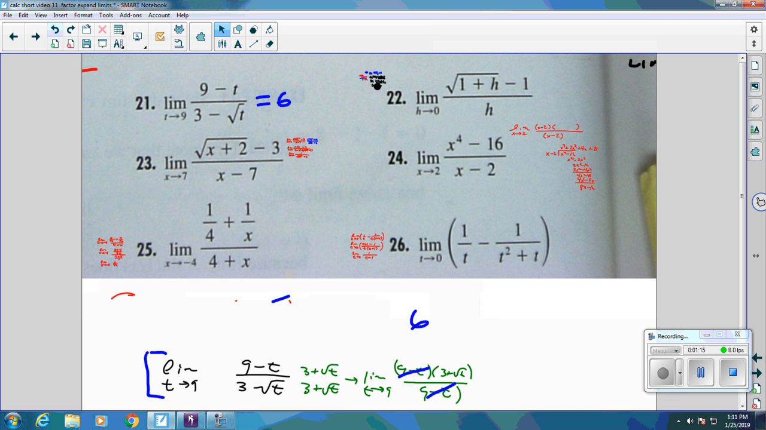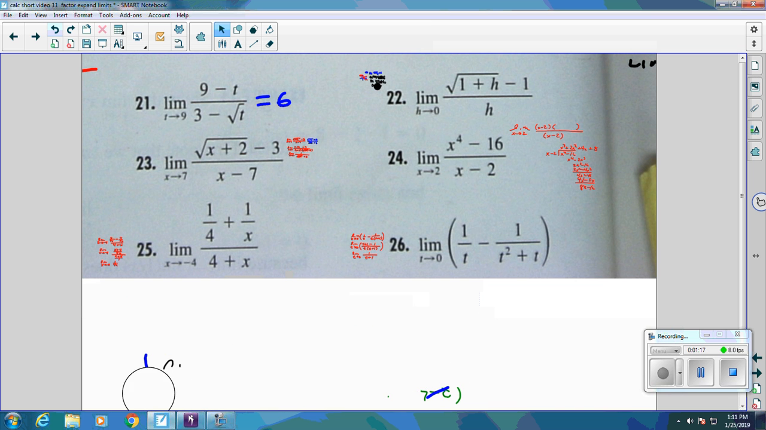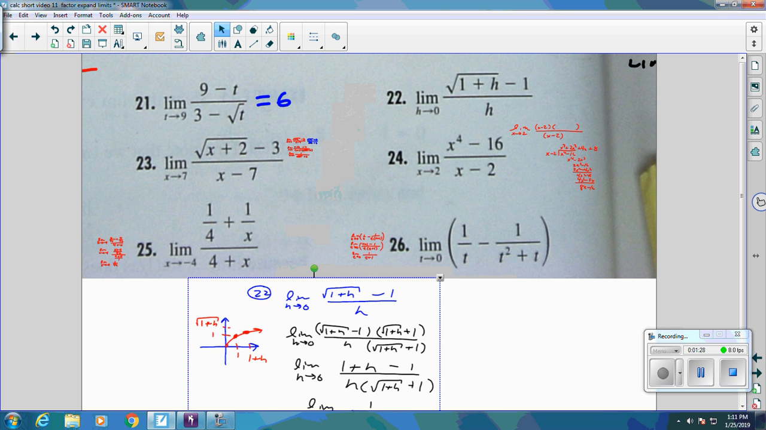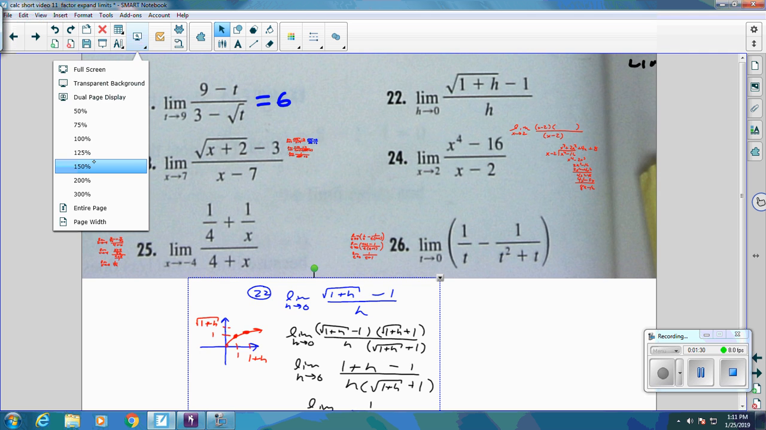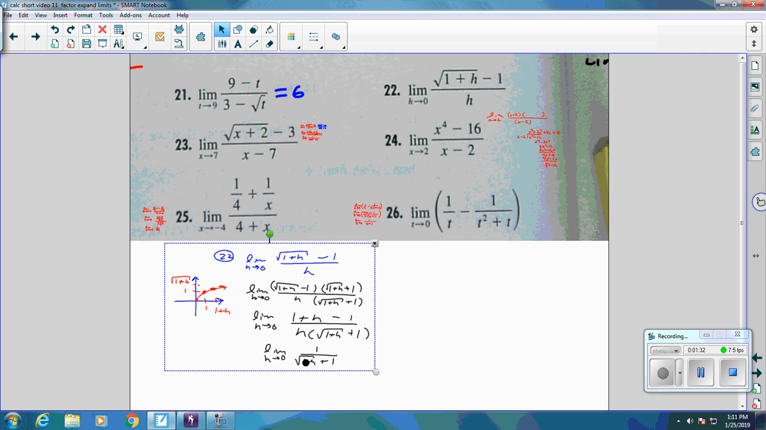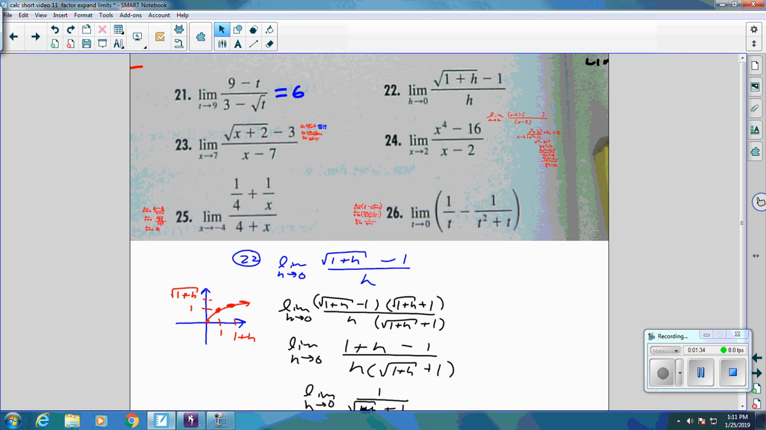Now, like I said, if you know what you're doing, and this is really for practice and review, go ahead and grab these. On number 22, I see this function. You plug in 0 at the bottom, it's 0. I see this as a root function, the square root of x from 1 to 1 plus h.